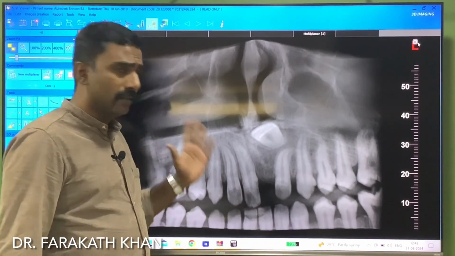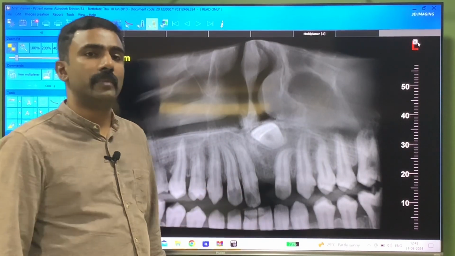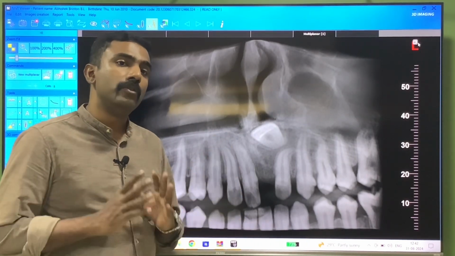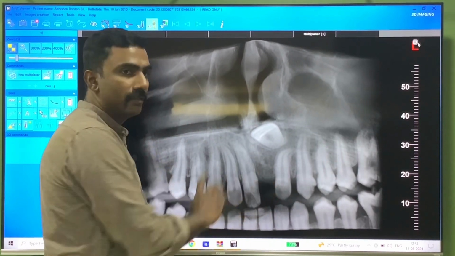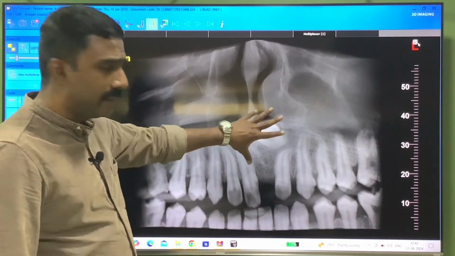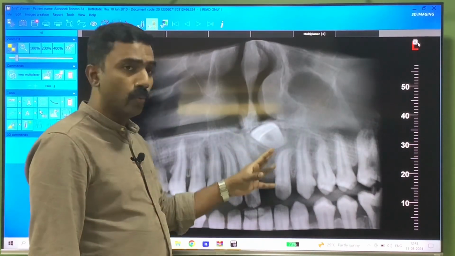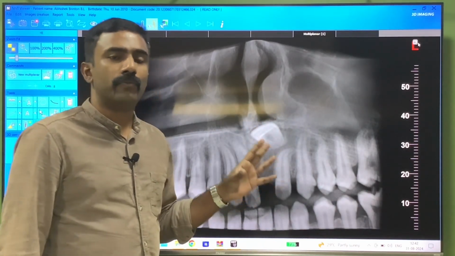Today we have taken this limited FOV 6 into 7 centimeter CBCT scan using the NewTom CBCT machine to evaluate edentulous region 2-1. Incidentally, you can see an impacted tooth 2-1. We are just seeing the crown of 2-1.